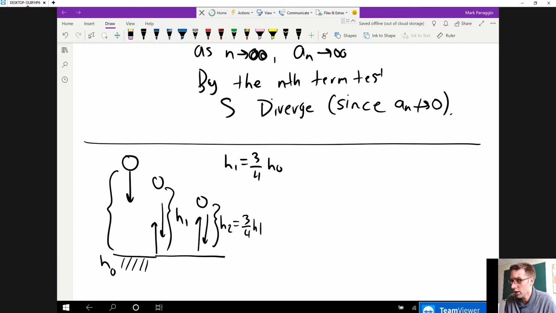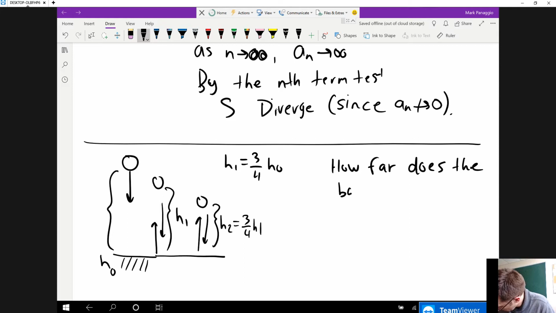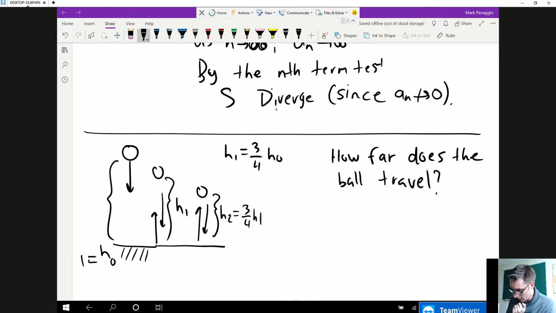All right, so hopefully you have the picture. We drop the ball, it bounces, it bounces, it bounces, it keeps bouncing, but every time it bounces, the height of the next bounce is 3/4 of the previous one. And the question is, how far does the ball travel? All right, let's suppose that the initial height is 1, and so the next bounce is going to be 0.75.